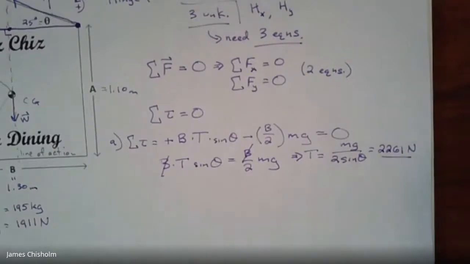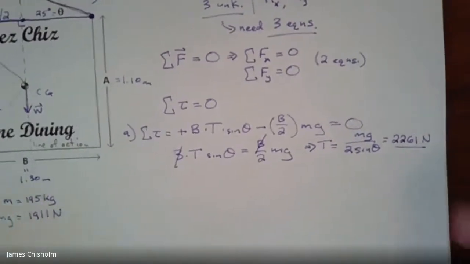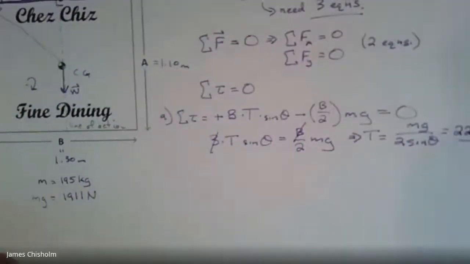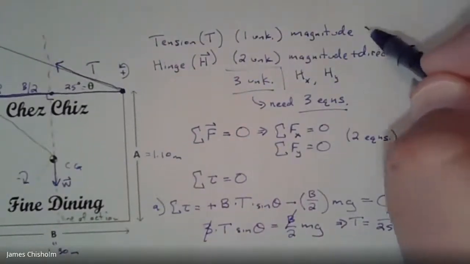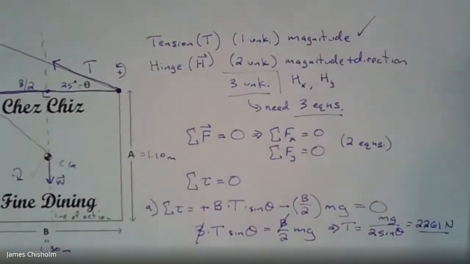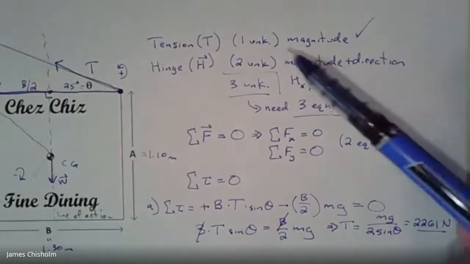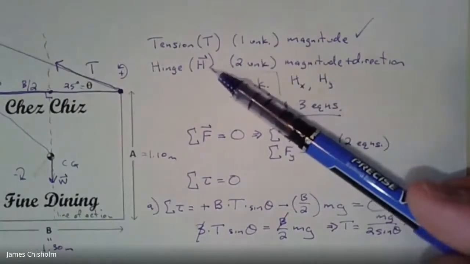So that's the value of our tension. We can use that in later calculations. So that's our tension, and we've used our torque equation. So coming back and looking at the things we're trying to find out, we just found out what our tension is, and now we have to go and find out what the hinge forces are.